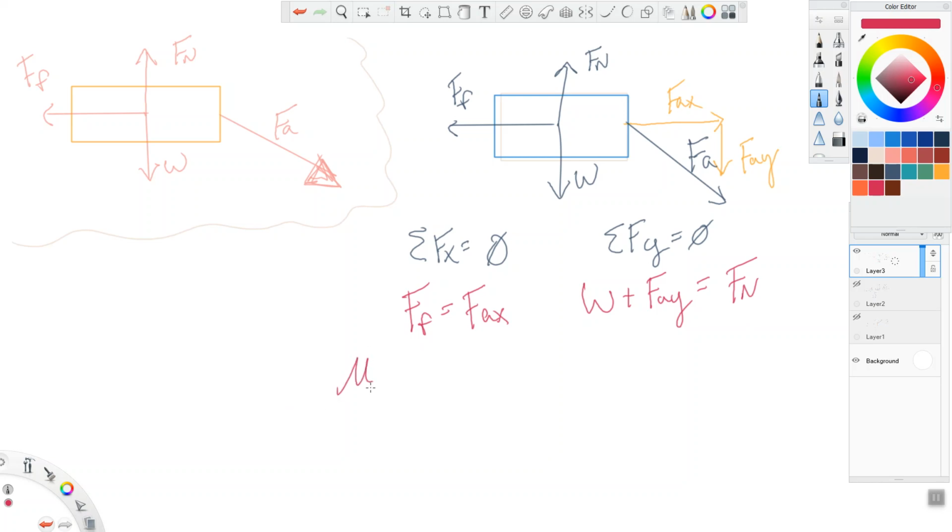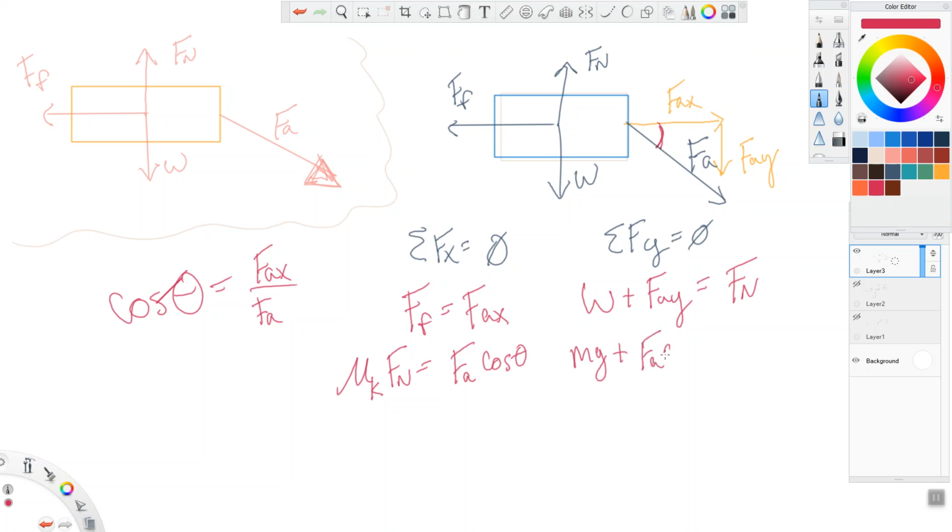Frictional force is often going to be mu, this is mu sub k since it's already moving, times force normal. Force applied in the x direction, if this is my trig triangle, is adjacent over hypotenuse, so that's going to bring me cosine of theta equals force applied in the x direction over force applied. So force applied in the x direction is going to be force applied cosine of theta. Over here, weight's going to be mass times gravity plus force applied in the y direction, force applied sine of theta, equals force normal.